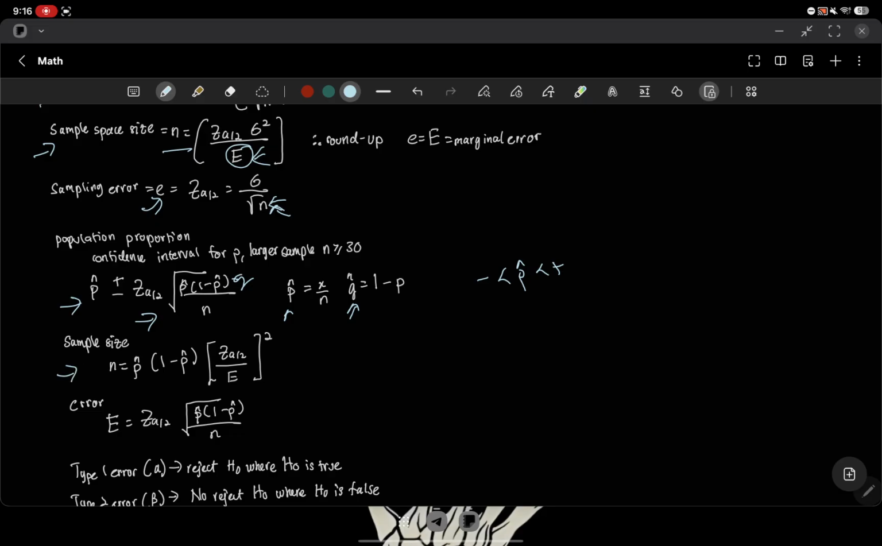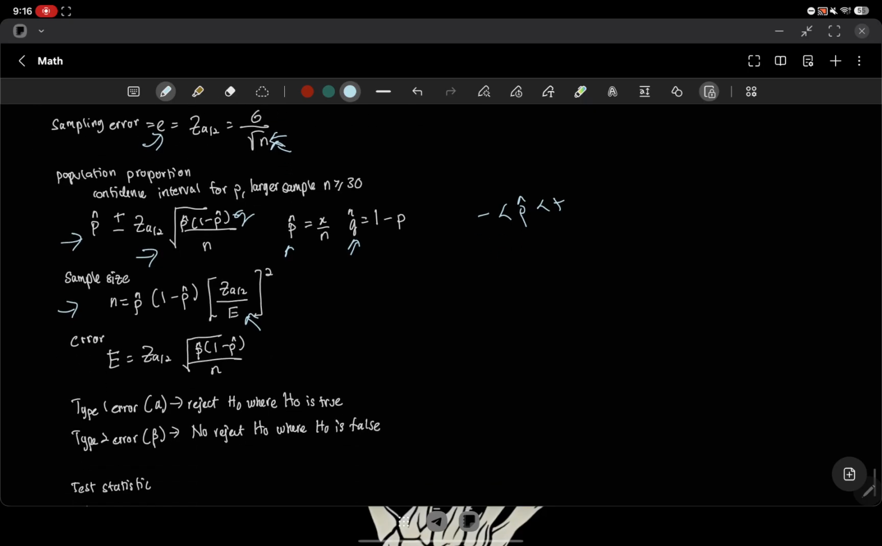So for the sample size, as stated, E would be given. If E is not given, then the question would be asking about E with n given.